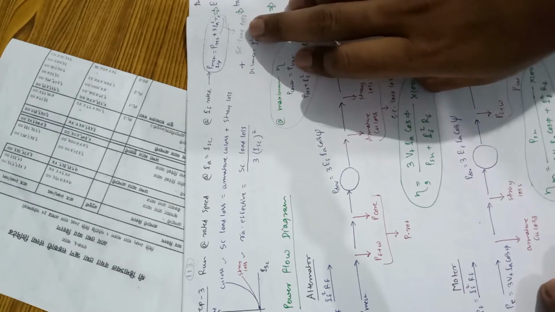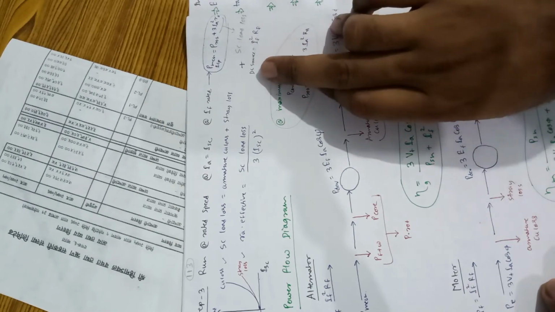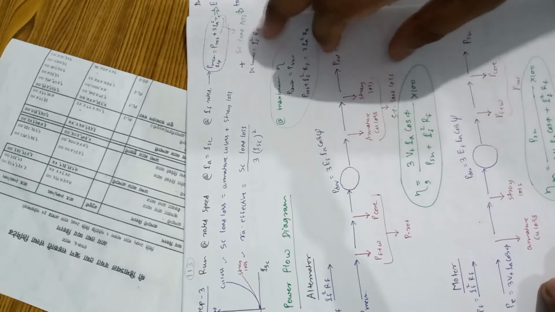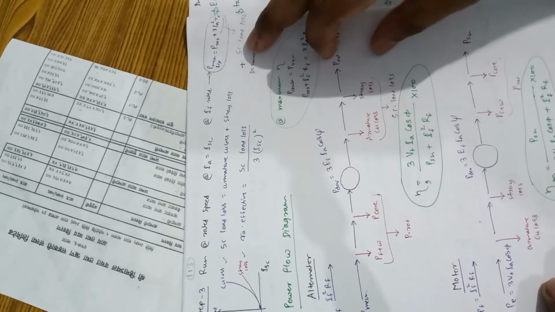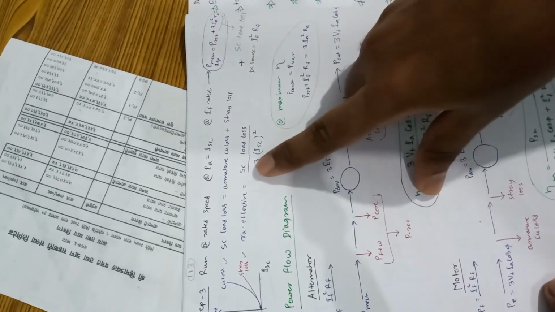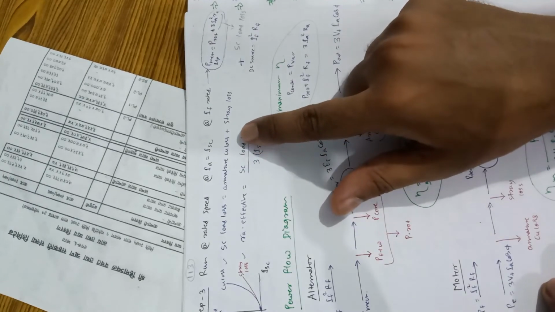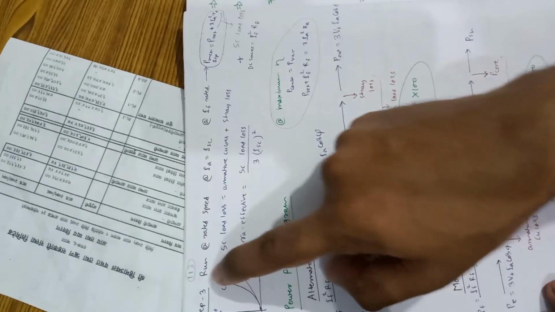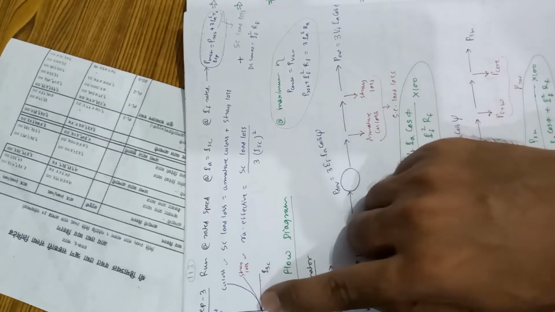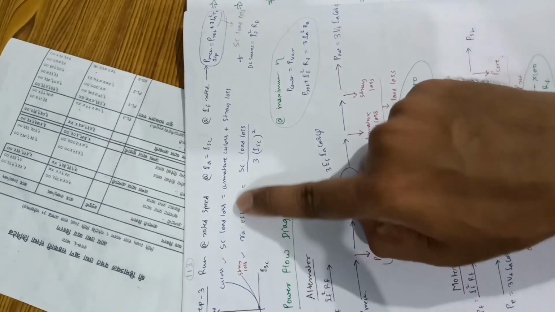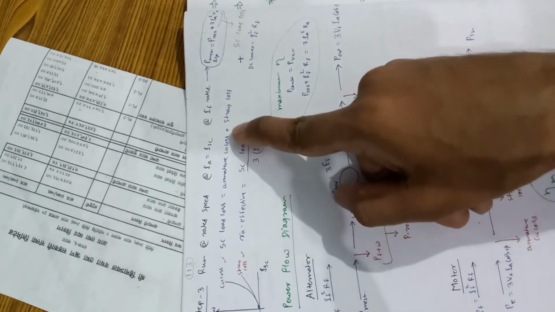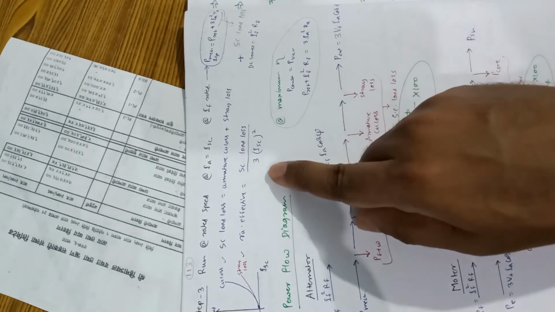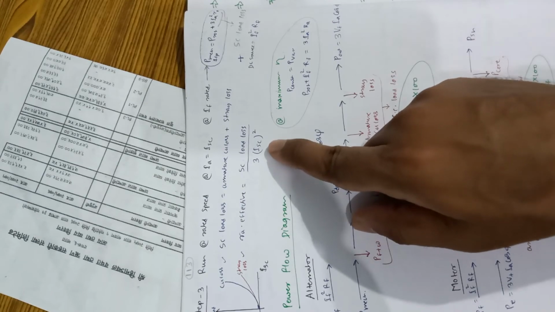This is also called short circuit loss. Plus DC source loss will also be there, IF square RF. Okay, these are the total losses. Short circuit loss is also called armature copper loss plus stray load loss. From here you can see the copper loss and stray load loss. Short circuit loss includes armature copper loss plus stray load loss. So RA effective will be short circuit loss upon 3 ISC square.